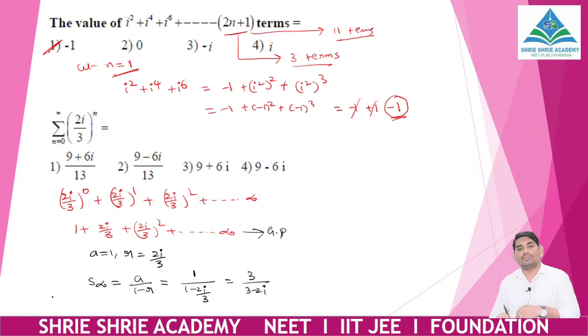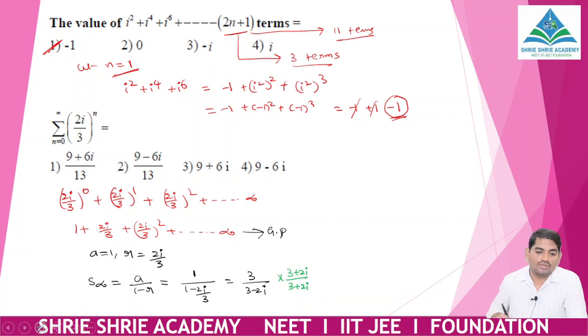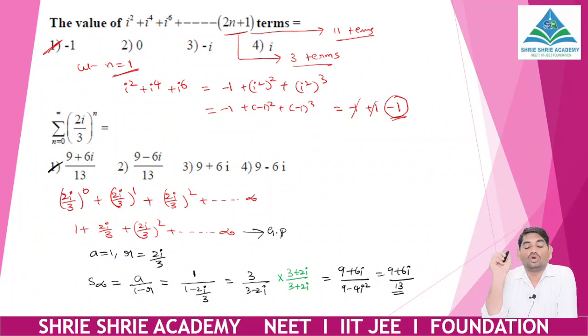So is it in complex form? Obviously it's not in complex form. So how can we convert this into complex form? We can take the conjugate. We multiply numerator and denominator with 3 plus 2 iota. Then the numerator will be 9 plus 6 iota and the denominator 9 minus 4 iota square, which is equal to 9 plus 6 iota upon 13. So the first option is the correct answer. Hope these problems are very clear. Then let me explain some more questions.